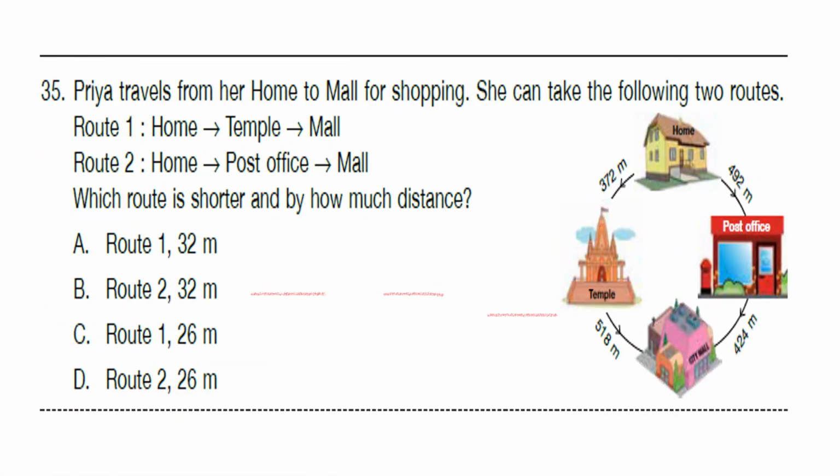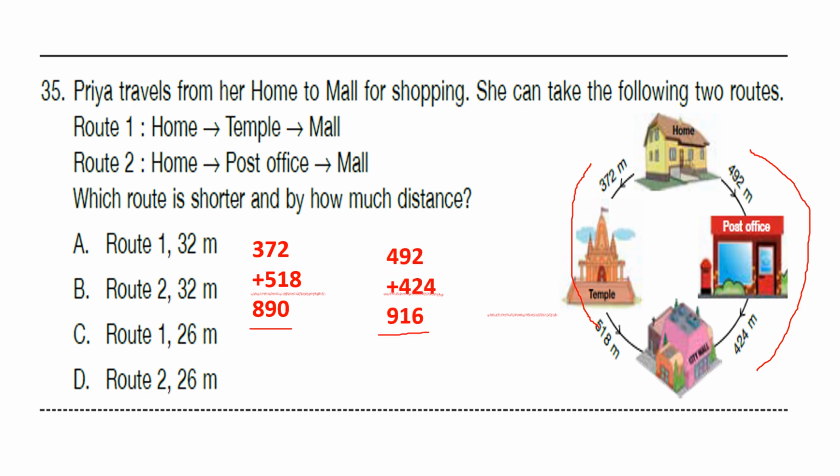Number 35. Priya travels from her home to mall for shopping. She can take the following two routes. Route 1, home to temple to mall. And then route 2, home to post office to mall. Which route is shorter and by how much distance? First route is 372 plus 518 meter. Let's add, this is 890 meter. Route 2 is home to post office to mall, 492 plus 424. This is 916. So which route is shorter? Route 1 is shorter. And by how much? 916 minus 890. This is 26. 26 meters shorter than route 2. Answer is option C.